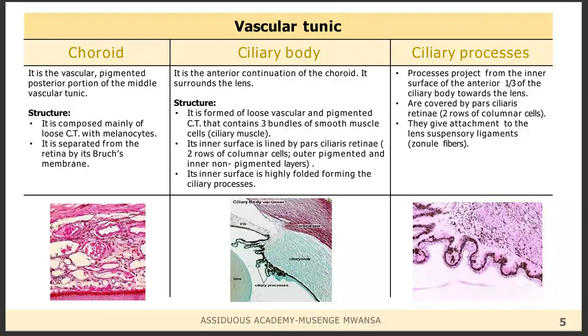Now, when you go to the vascular tunic or layer, the choroid, ciliary body, and also the iris, as we mentioned. Choroid is vascular because it's a vascular layer, and at the back it is pigmented. It is the pigmented posterior portion of the middle vascular tunic.